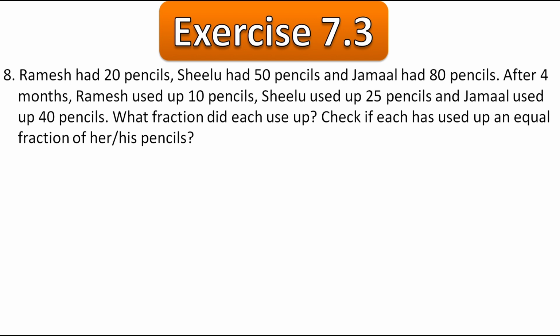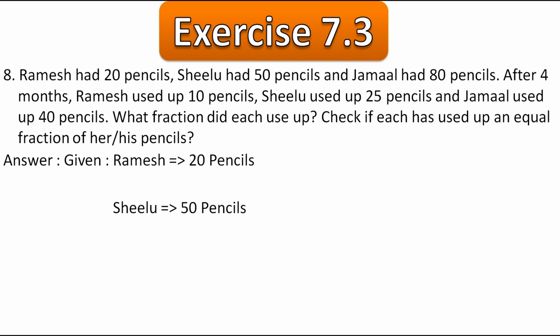Okay, so first we will write the given things. They have given us that Ramesh had 20 pencils, Shilu had 50 pencils, and Jamal had 80 pencils. Now Ramesh used up 10 pencils out of 20 pencils, so the fraction will be 10 upon 20. And for Shilu, she used 25 pencils out of 50 pencils, so the fraction is 25 upon 50.